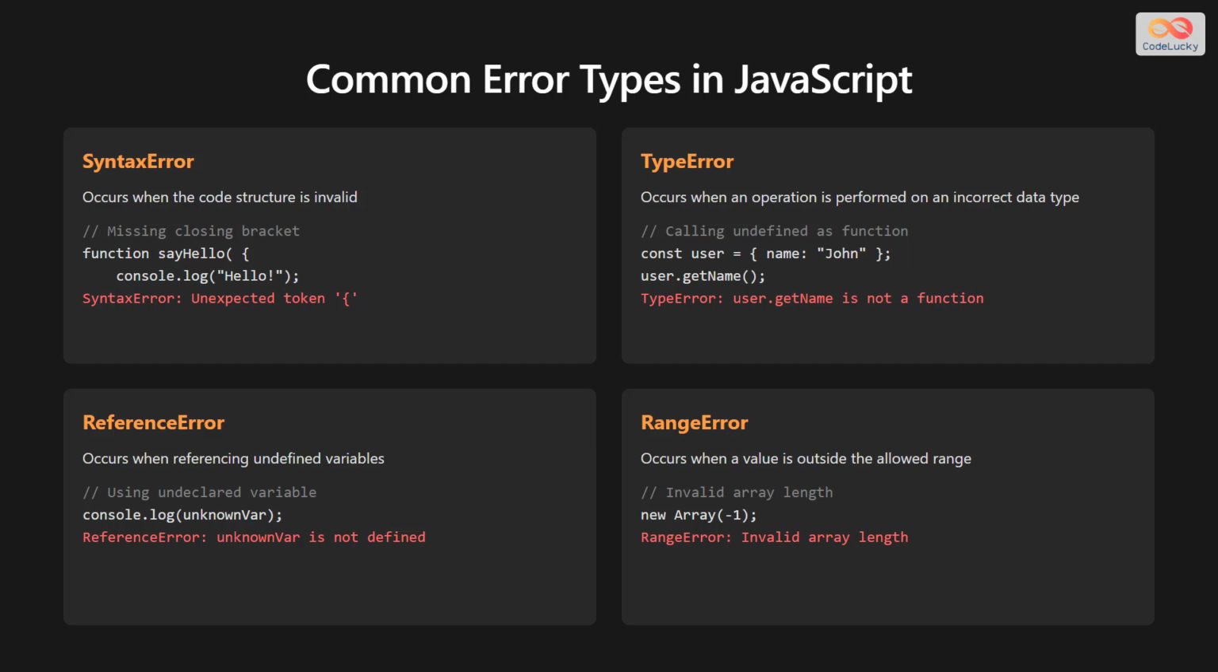Then, there's reference error, which happens when you try to use a variable that hasn't been declared. Finally, we have range error. This occurs when a value goes beyond the allowed limit, like trying to create an array with a negative length.